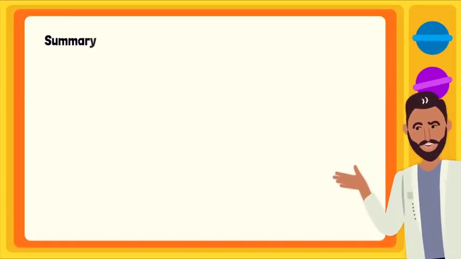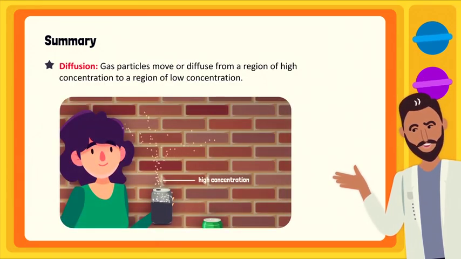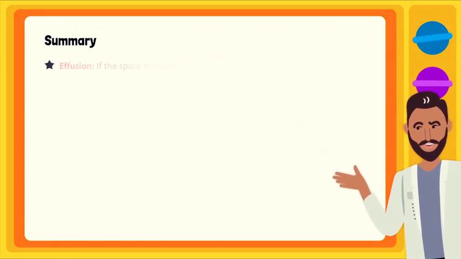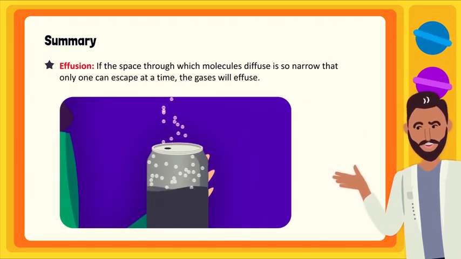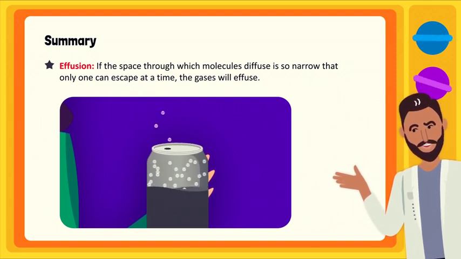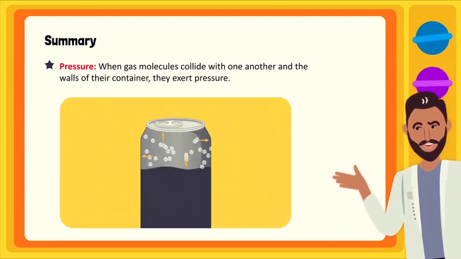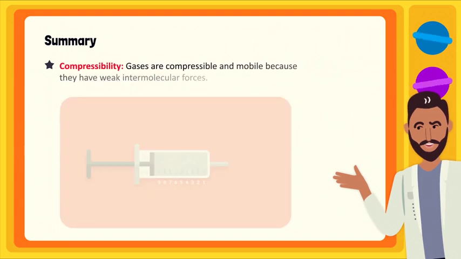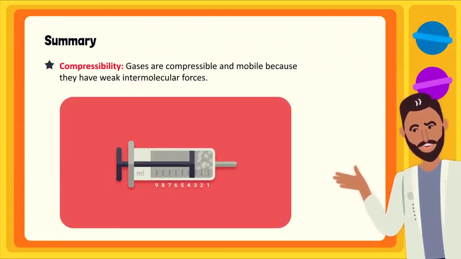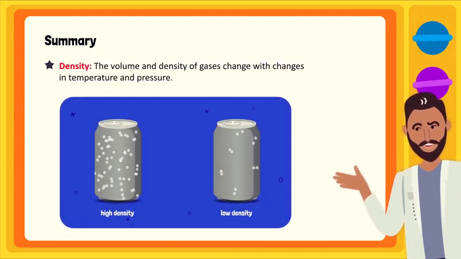Let's review the different properties of gases that we just learned. Diffusion. Gas particles move or diffuse from a region of high concentration to a region of low concentration. Effusion. If the space through which molecules diffuse is so narrow that only one molecule can escape at a time, the gases will effuse. Pressure. When gas molecules collide with one another and the walls of their container, they exert pressure. Compressibility. Gases are compressible and mobile because they have weak intermolecular forces. Density. The volume and density of gases change with changes in temperature and pressure.